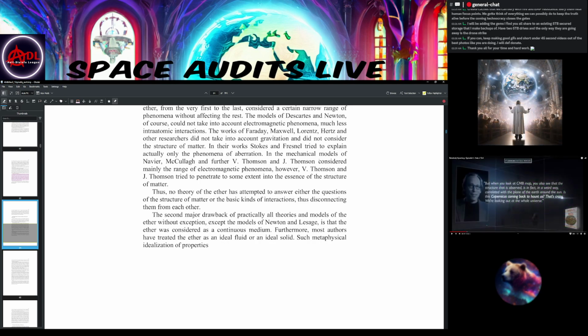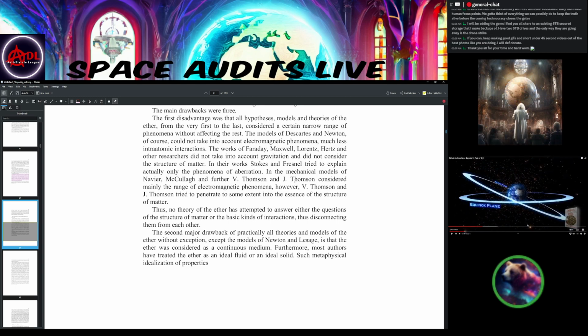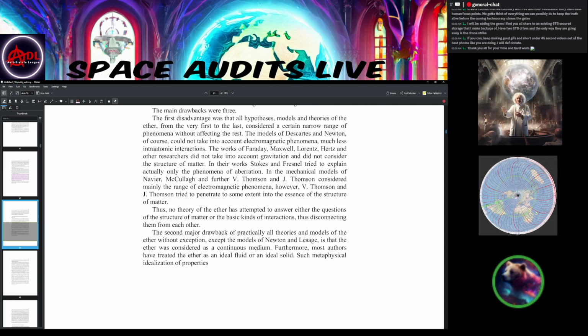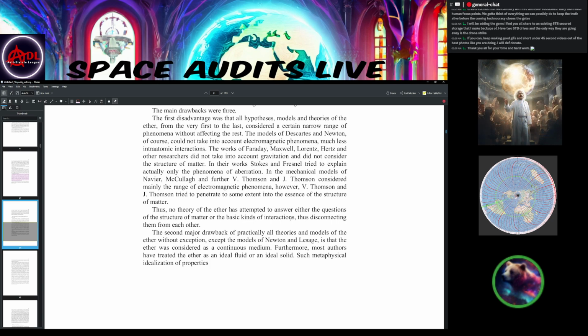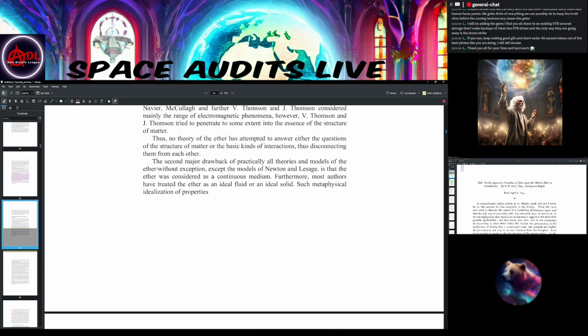Let's see. Skipped ahead here. In the mechanical models, Navier, McCullagh, and further W. Thomson and J. J. Thomson considered the range of electromagnetic phenomena. However, W. Thomson and J. J. Thomson tried to penetrate to some extent into the essence of the structure of the matter. Thus, no theory of the ether has attempted to answer either questions of the structure of matter or the basic interactions, thus disconnecting them from each other. Yeah, these are really, really good critiques. Really straightforward.